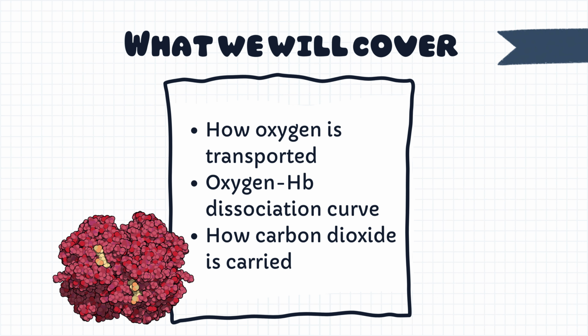Gas exchange in the lungs is only half the job. Once oxygen enters the blood, how does it reach your tissues? And how is carbon dioxide carried back to the lungs? In this episode, you'll learn how oxygen is transported in blood, what the oxygen-haemoglobin dissociation curve tells us, the three ways carbon dioxide is carried, and how diseases and physiology affect gas delivery.